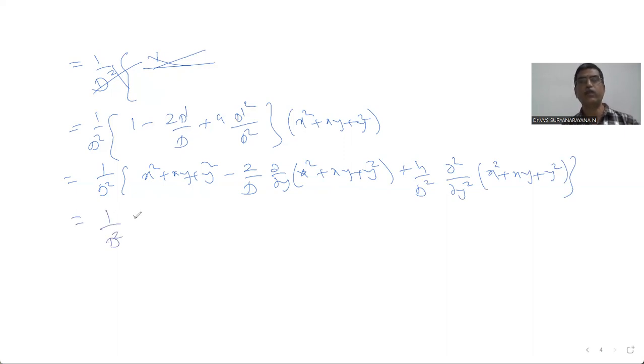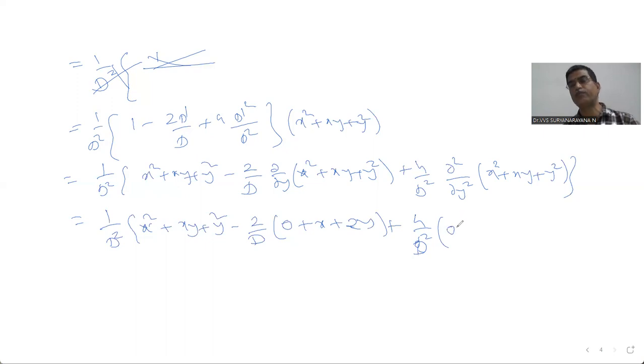So 1 by D square of x square plus xy plus y square, minus 2 by D into dou by dou y. Partial derivative of x square with respect to y is 0. Partial derivative of xy with respect to y is x. Partial derivative of y square with respect to y is 2y. Plus 4 by D square into the second order derivative with respect to y. Derivative of x square with respect to y is 0. For xy, first derivative is x, second derivative is 0. Y square, first derivative with respect to y is 2y, second derivative is 2.